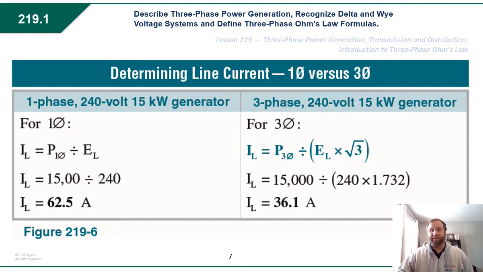You'll note here, as we have a three-phase formula, we're sizing for the overall amperage of a three-phase generator. The I of L, or the I of line, equals the power of three-phase divided by E. I equals P divided by E. That formula stayed the same. However, we have to now incorporate the square root of 3.